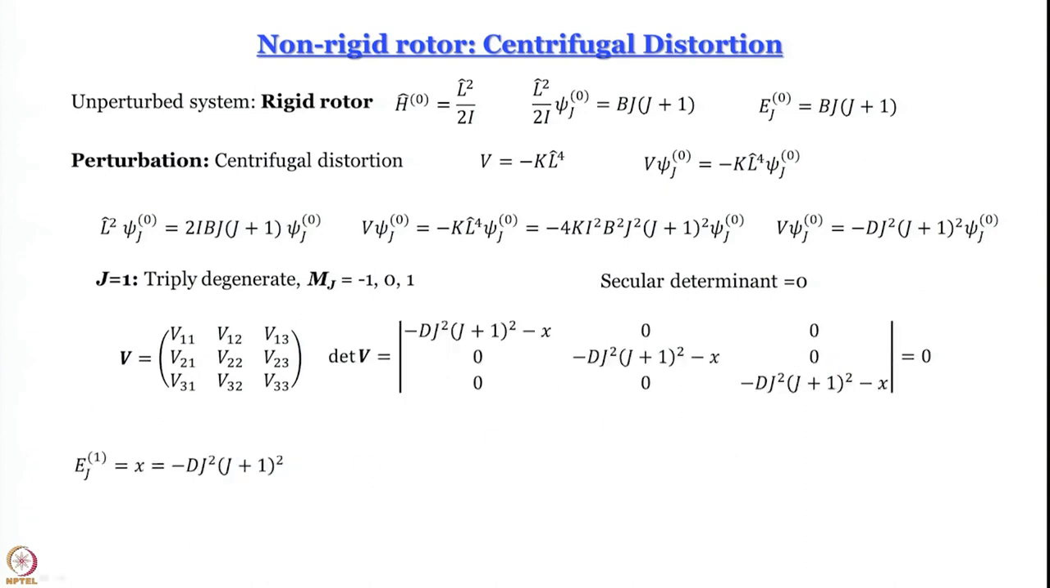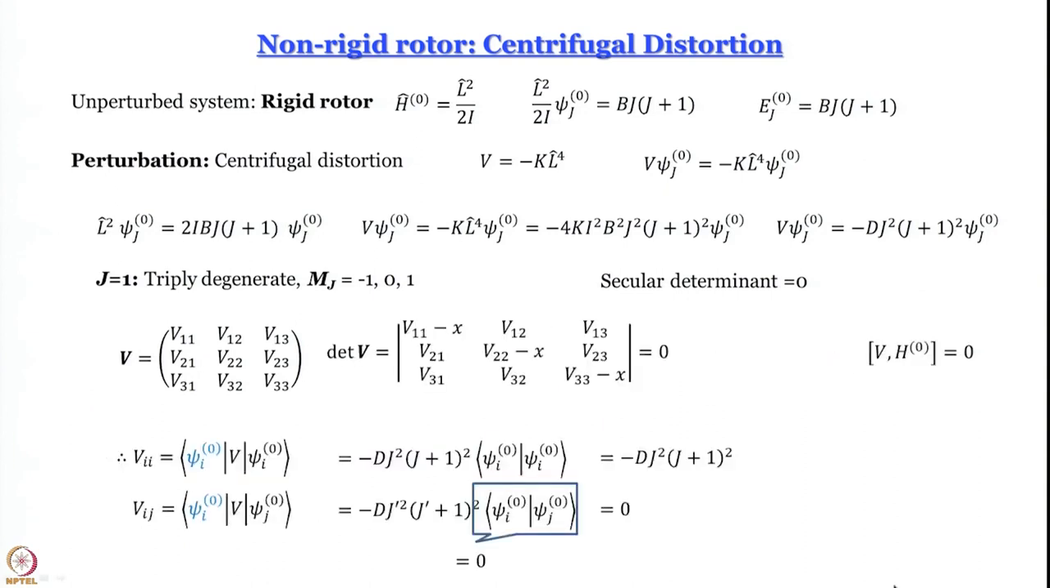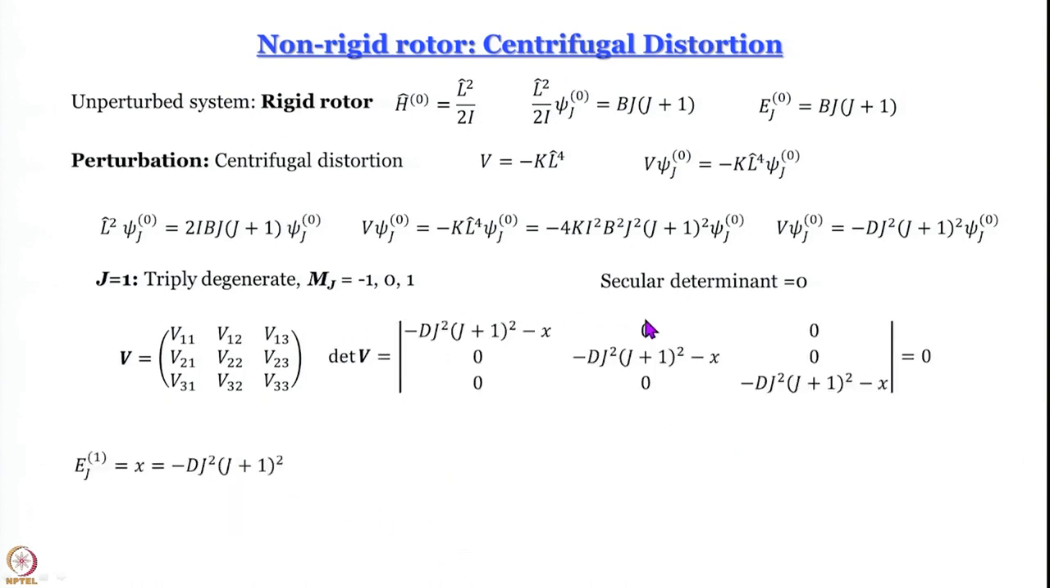So, now the secular determinant, I just show you that once again. Remember all these diagonal terms will become minus d into j square into j plus 1 whole square minus x, all off-diagonal terms as we see here is going to become 0. So, this is the secular determinant, that is equal to 0, very simple, right? Take the determinant, this multiplied by this multiplied by this equal to 0. The expression that you get for x, which is the first order correction to energy, is minus d j square into j plus 1 whole square.